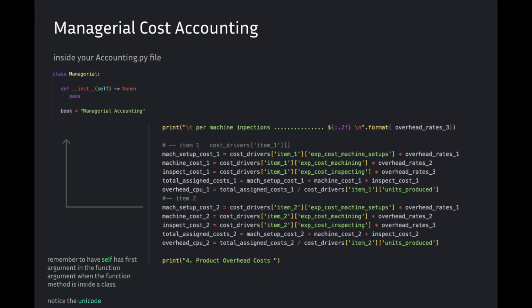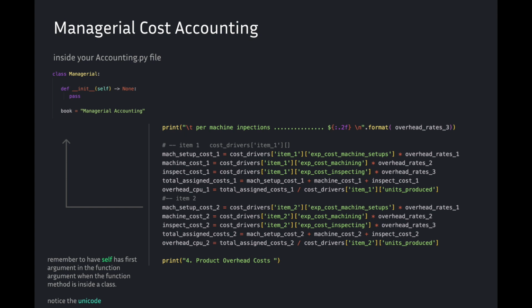We need to calculate costs for item 1. Machine setup cost 1 variable is item 1 expected cost machine setups multiplied by overhead rates 1. Machine cost 1 variable is item 1 expected cost machining multiplied by overhead rates 2. Inspection cost 1 variable is item 1 expected cost inspecting multiplied by overhead rates 3. Total assigned costs 1 variable is the addition of previous variables. Overhead CPU 1 variable is total assigned costs 1 divided by item 1 units produced.